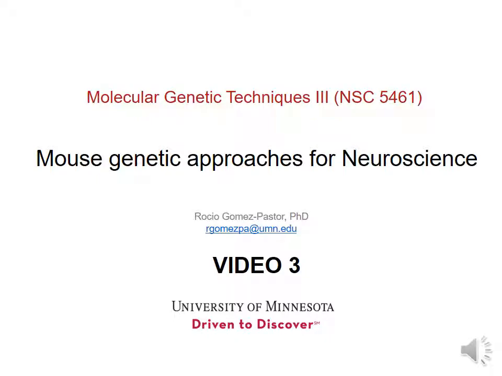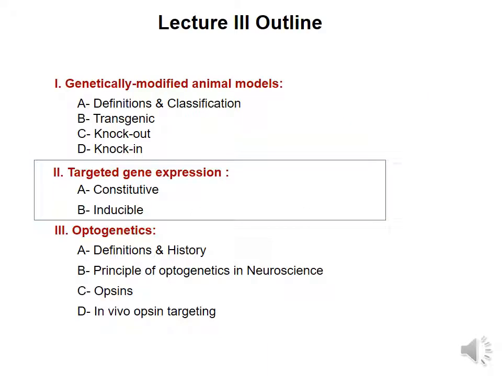This is video number 3 for the mouse genetic approaches for neuroscience lecture. In this lecture, we will talk about targeted gene expression, constitutive or inducible conditional animals, in which we will specifically target the mutation to a body region or a cell type specific.